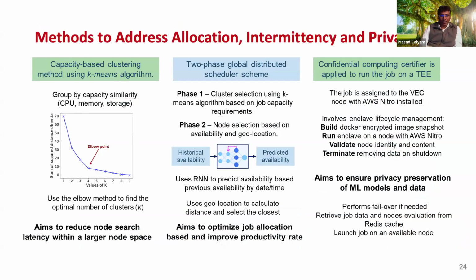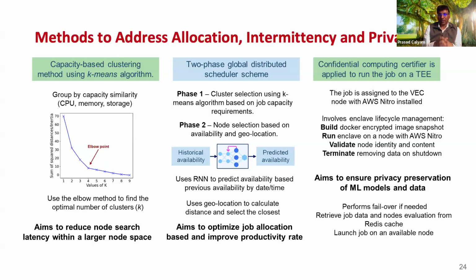So for creating these clusters of similar volunteer nodes, we use a capacity-based clustering method using k-means. Using an elbow method, as you can see here, we're able to find the optimal number of clusters given a set of volunteer nodes. And our goal is to do the clustering so that the search latency is small. So if I have an issue with a node or with a cluster, it's easy to find the next best cluster or best node to do the failover. So that's the first step.